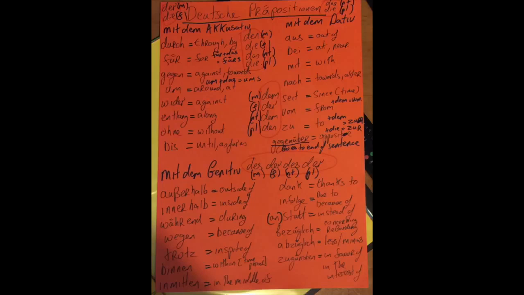So, for the accusative case in the definite article, we know that der, die, das, die changes to den, die, das, die. So the only change is in the masculine, der, changing to den. So all the others, they do not change. And I have them in a small oblong circle beside the Deutsche Präpositionen mit dem Akkusativ, so you can see that der changes to den.